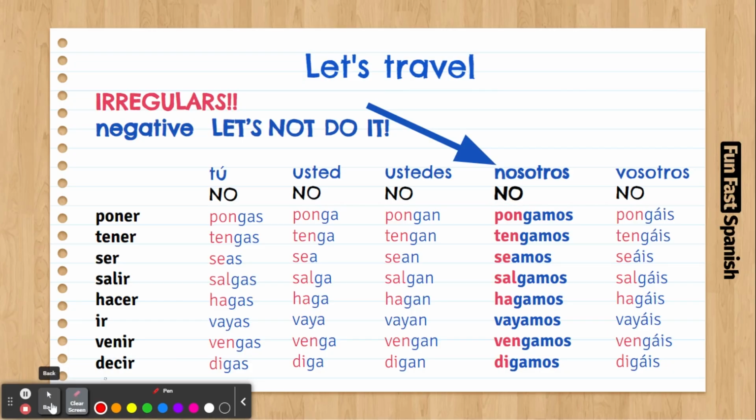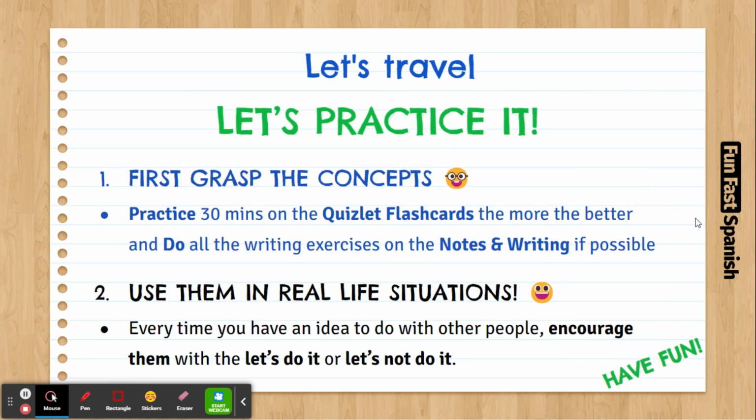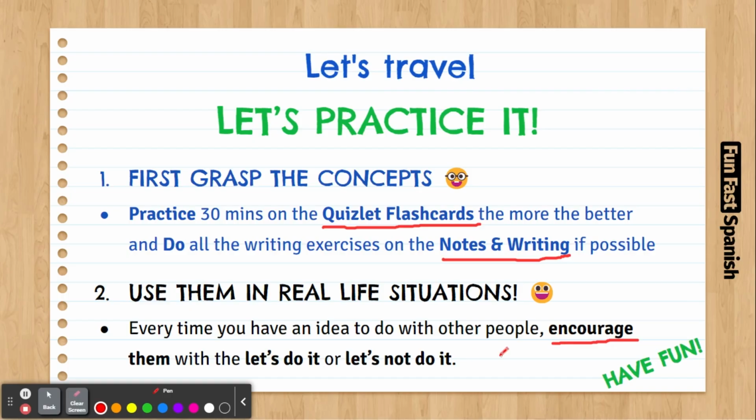So how to practice this? Easy. You're going to encourage people. So do your Quizlet flashcards and the notes and writing, of course, to warm up. And then every time you have an idea and you are with a group of people and you want to encourage them, do it. Actually, encourage them. Hey, let's go here. Let's do this. Let's visit this person. So encourage them to do stuff. So you're going to use this.